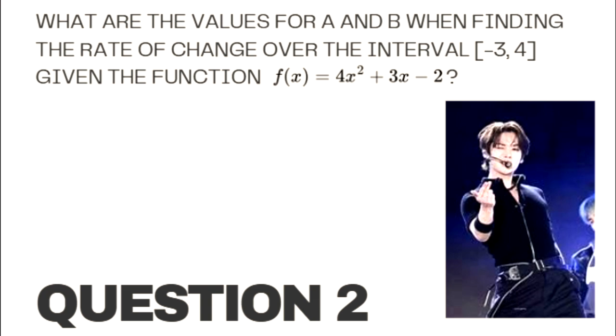Let's see if I can be smart enough to stop and not go farther than I have to on this one. What are the values for a and b when finding the rate of change over the interval negative 3, 4 given the function f of x is equal to 4x squared plus 3x minus 2? This is your turn. Pause it, go do it, come back.